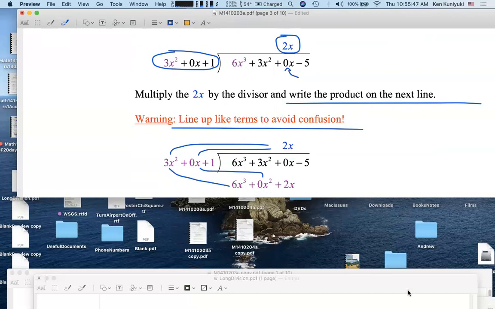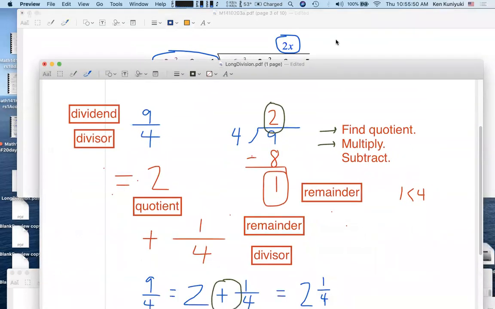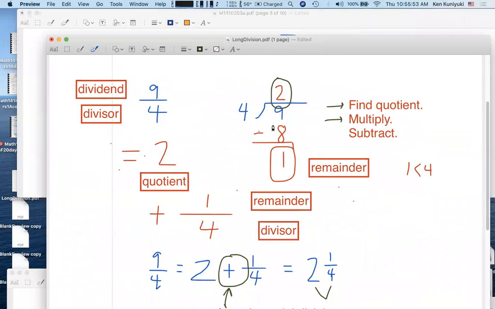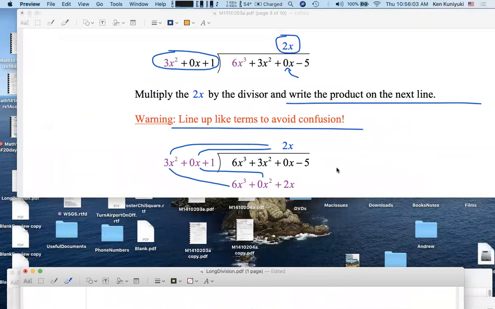All right. Now, we have the product. What do we do then? 2 times 4 was 8. And what did we do? We subtracted. We subtracted the 8 from the 9, the dividend. All right. But here's the thing, folks. You are much better at adding than subtracting. I'm telling you that right now. You are much better at adding than subtracting.